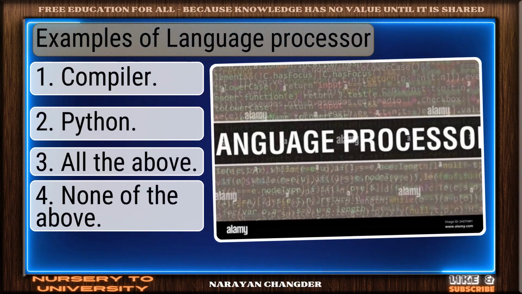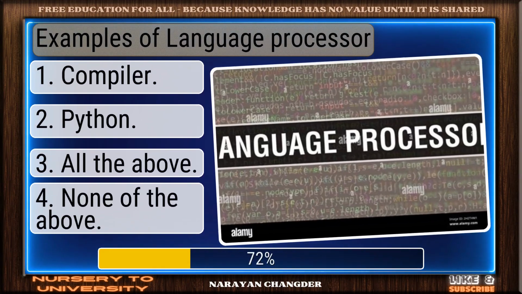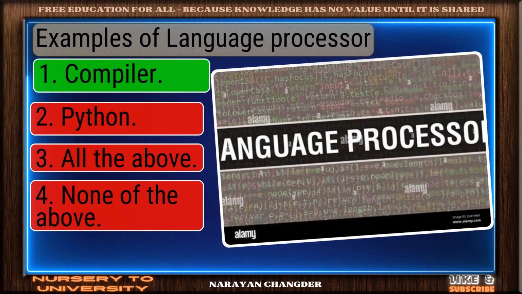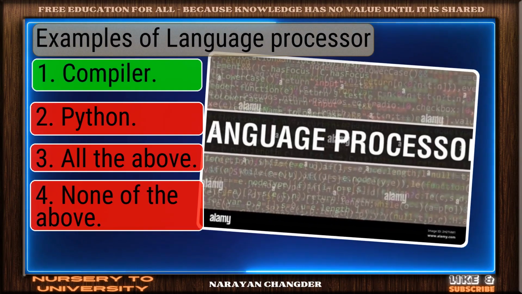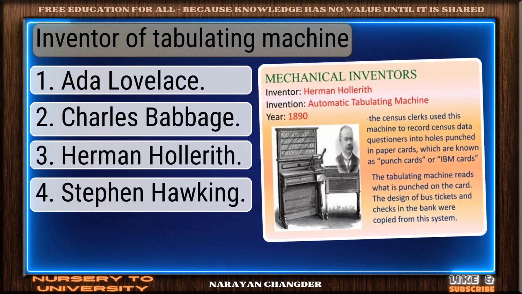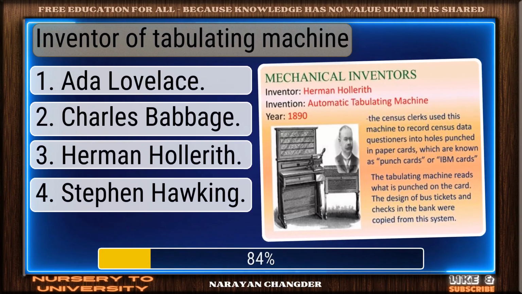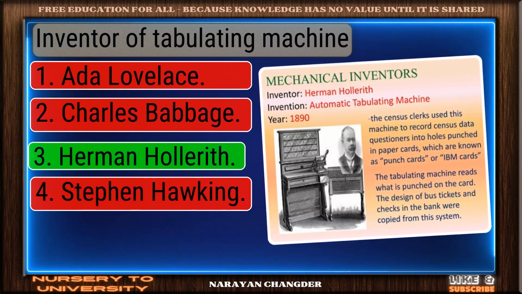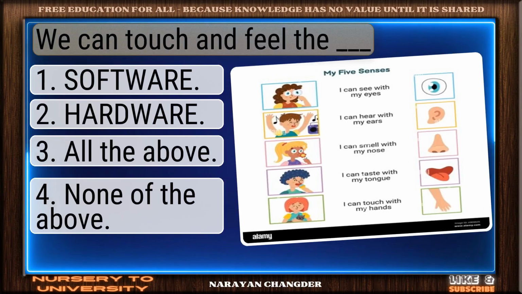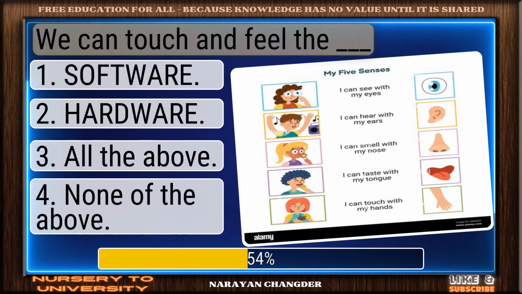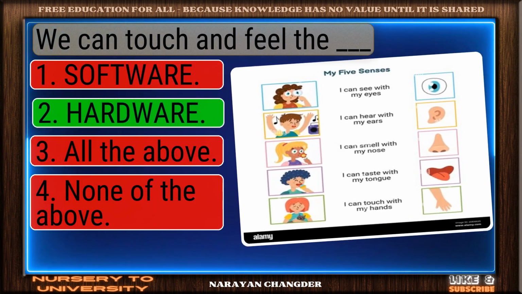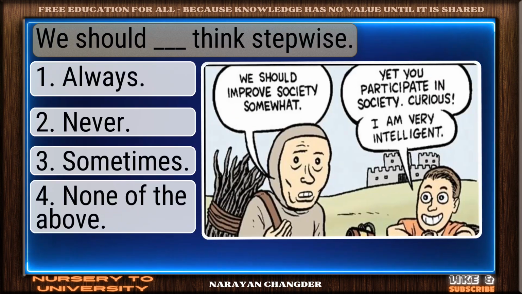Examples of language processor. Well picked. Compiler is correct. Inventor of tabulating machine. Perfect. Herman Hollerith is the one. We can touch and feel the dash. Good thinking. Hardware is right.